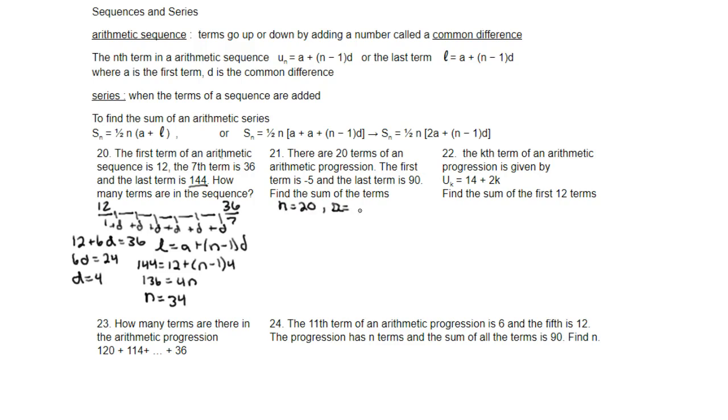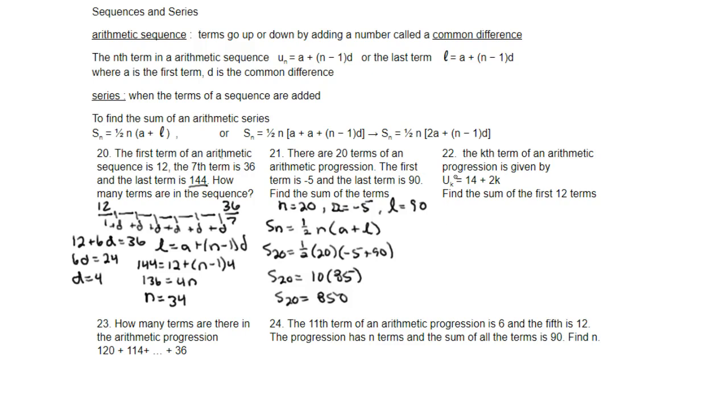Now in this next one, they give us information. They tell us basically that there are 20 terms, and they tell us that the first term, or A, is -5, and the last term is 90, and they want us to sum all those up. So I'm probably going to use this formula right here. So the sum is going to equal 1/2 n times A plus the last. And see, now all I do is fill in the information that I know, and then find out what it equals. 10 times 85, 850.